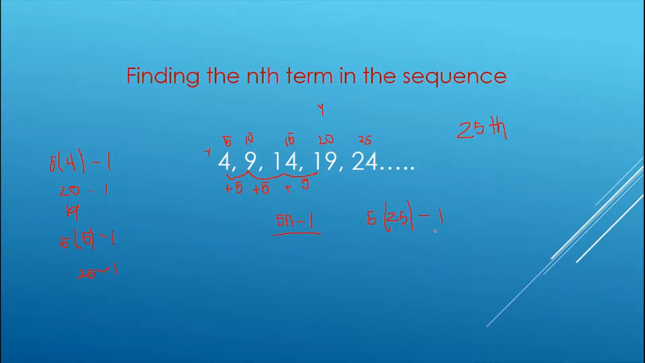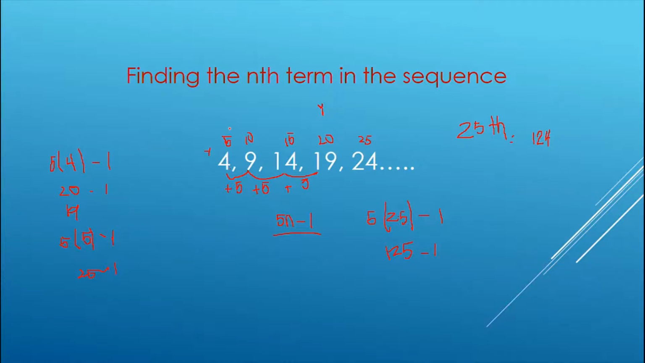Okay, now 25 times 5, this one is 125, right? 125 minus 1, and I guess we already have our answer. 125 minus 1, the 25th term in this pattern is 124.